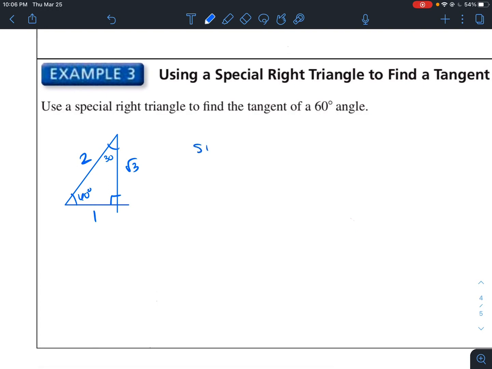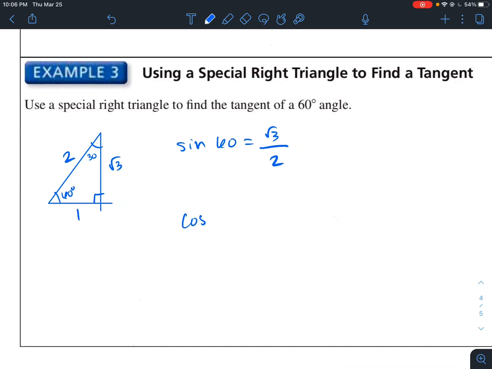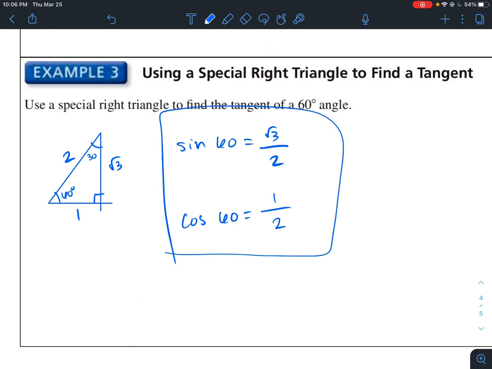Now, if I'm using sine of 60, the opposite side to 60 is square root of 3, and the hypotenuse is 2, so that would be sine of 60. And cosine of 60: the adjacent side to 60 is 1, and the hypotenuse is 2. So there you go.